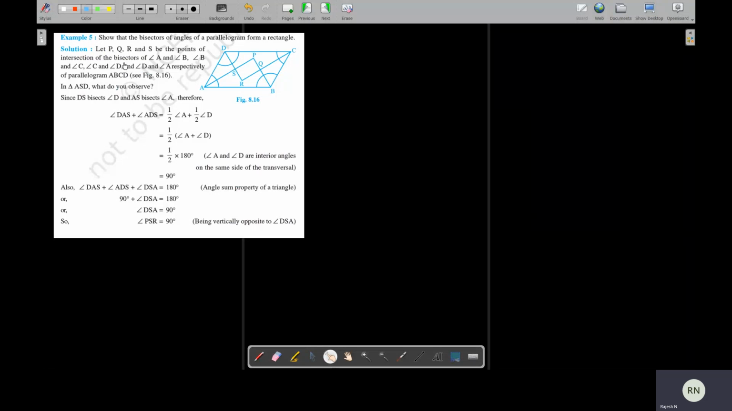So first question is, show that bisectors of angles of a parallelogram form a rectangle. You know, parallelogram means the sum of the adjacent angles is 180 degrees. So you can say that angle A plus angle D is equal to 180 degrees.